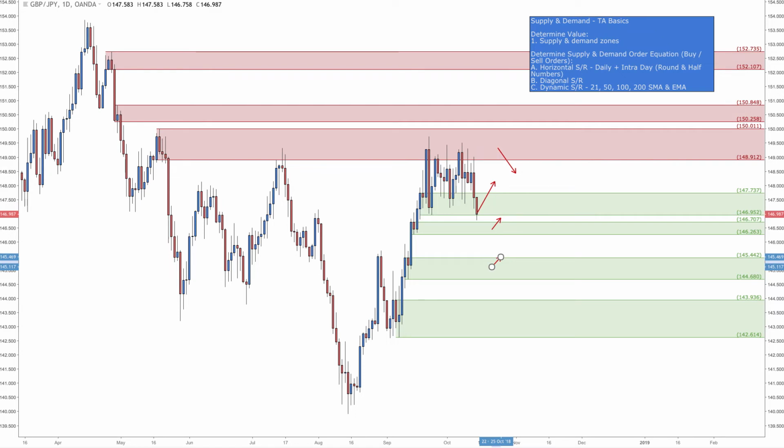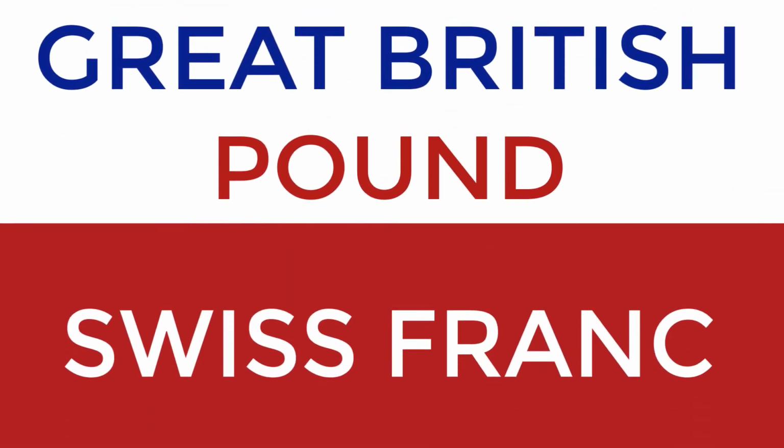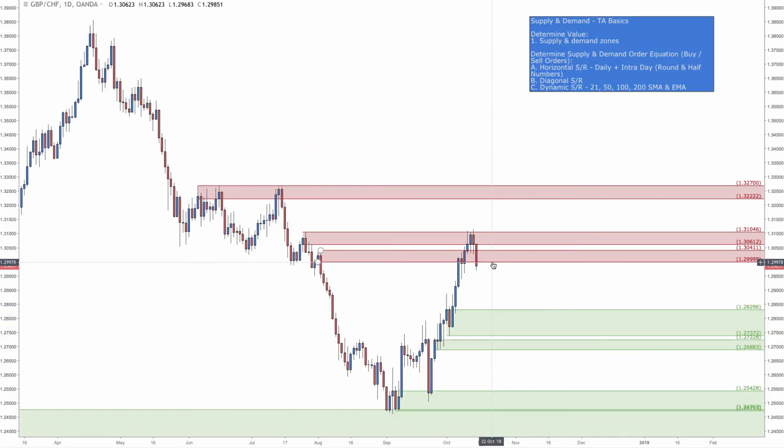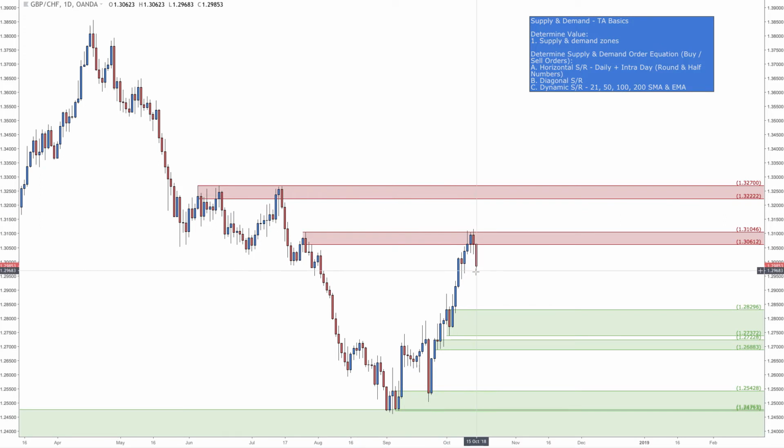Moving on to the pound Swiss. The pound Swiss did come up into this supply zone, and we're actually selling off right now. If we do get prices retesting this area, this is where you'd want to be getting short. If you're looking to get long, you could ride this trend, higher highs and higher lows. This is going to be your first area to look to get long.